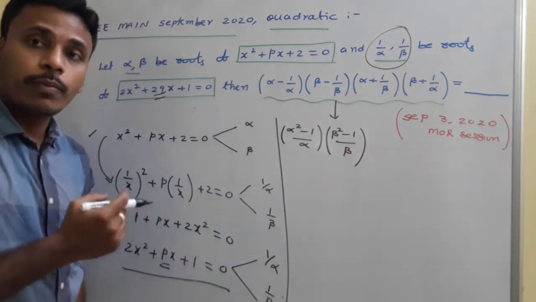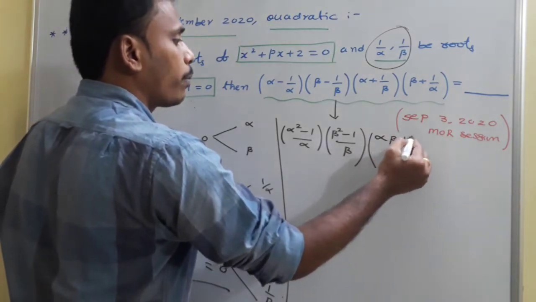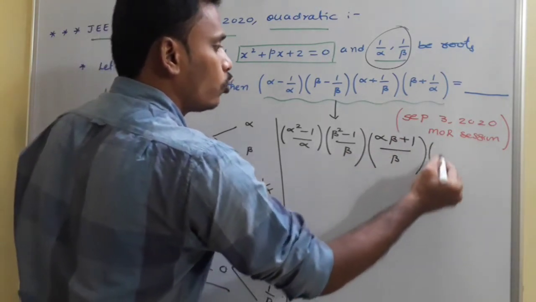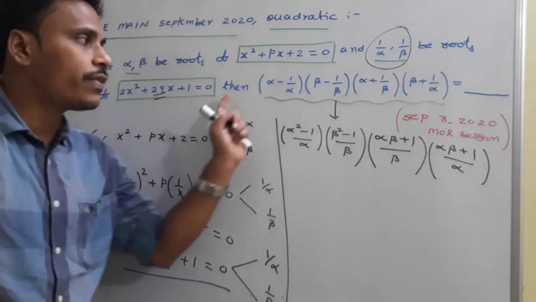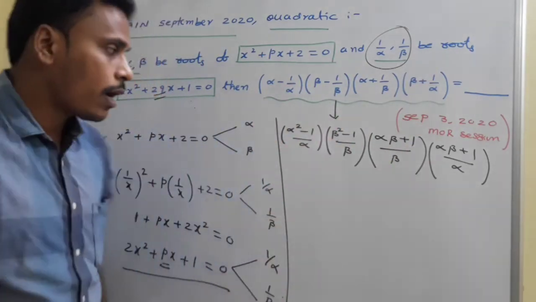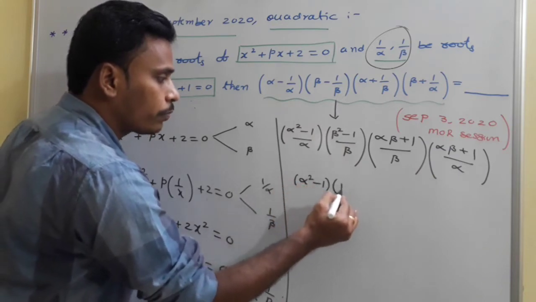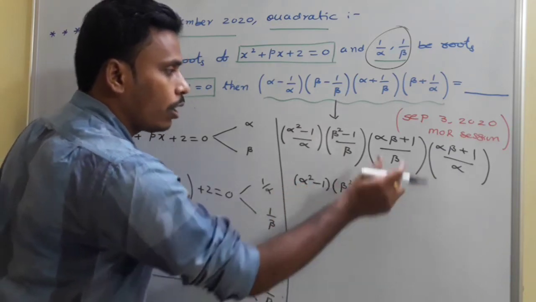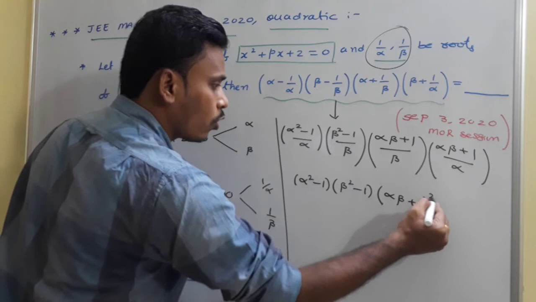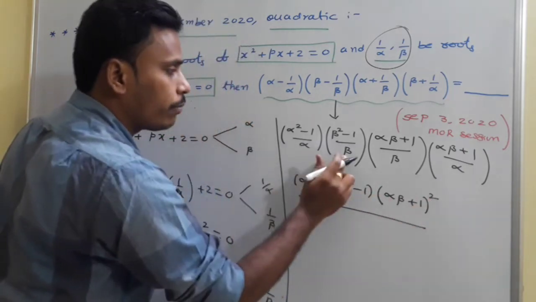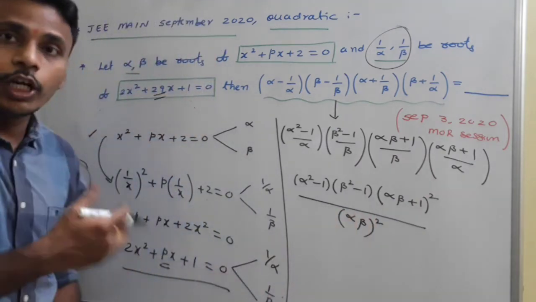Whereas this alpha plus 1 by beta, beta plus 1 by alpha, which can be written as alpha beta plus 1 by beta into alpha beta plus 1 by alpha. Okay? Finding the given product is simply nothing but finding this product. And now the product is like this, alpha square minus 1 into beta square minus 1 into alpha beta plus 1, alpha beta plus 1, which can be written as alpha beta plus 1 whole square divided by alpha beta beta alpha, which is alpha beta whole square. Right? We need to find that product.